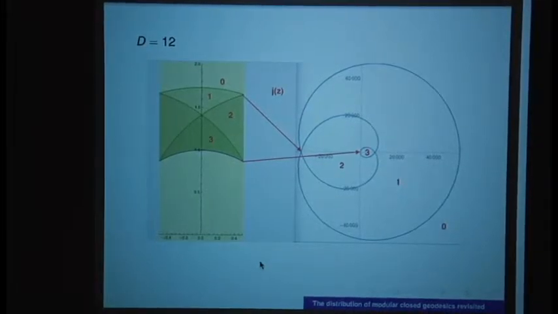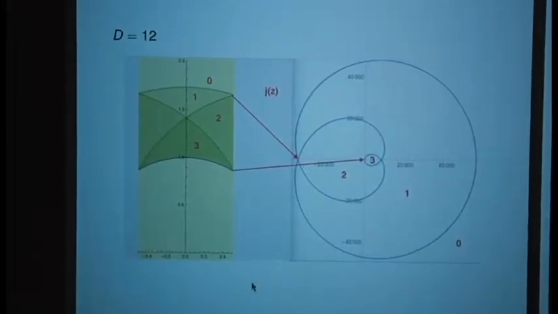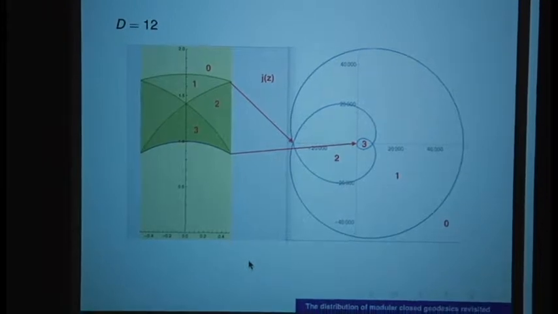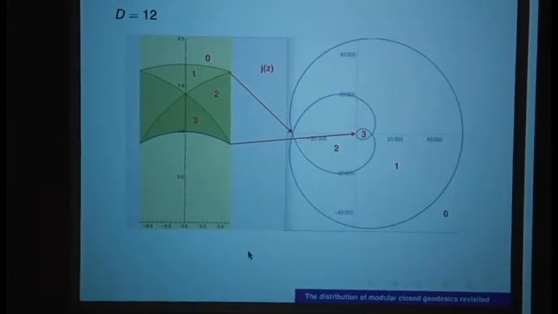Okay, so here's the simplest case. This is when D is 12. So the factorization is -3 times -4. And there's just one little geodesic over there on the left. And what I've done there is I've labeled the regions that the geodesic cuts the fundamental region into pieces.